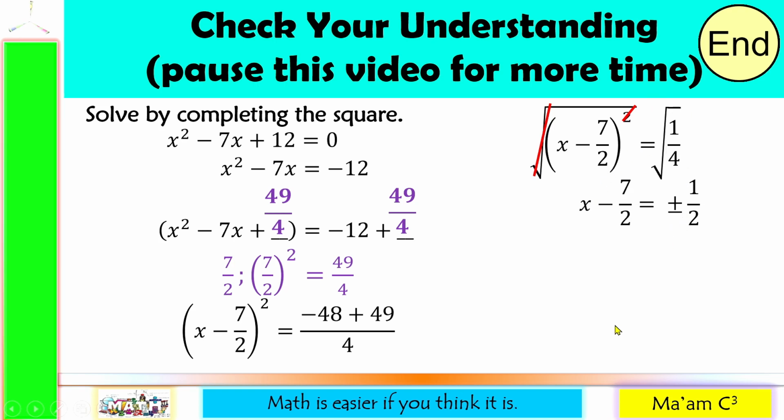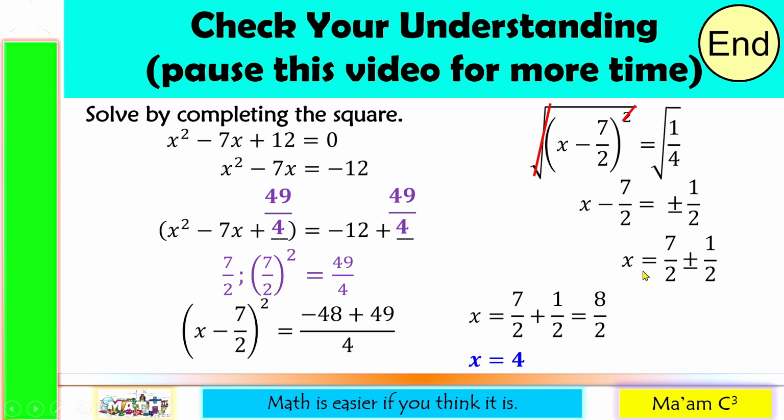It will become positive. The first value would be 7 over 2 plus 1/2. The denominators are the same. Let us work on the numerator. 7 plus 1 is equal to 8. Copy the denominator, 8 divided by 2, which is equal to 4. The second value is 7 over 2 minus 1 over 2. Again, the denominators are the same. Let us work on the numerator. 7 minus 1 is 6, divided by 2. 6 divided by 2 is equal to 3.